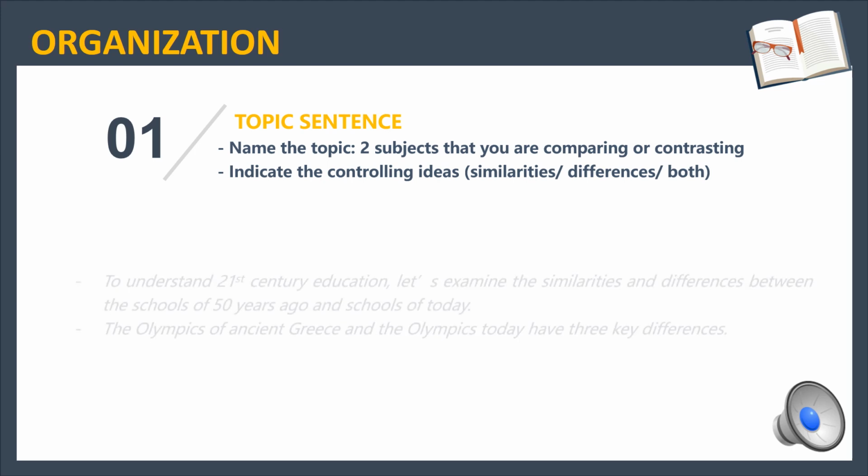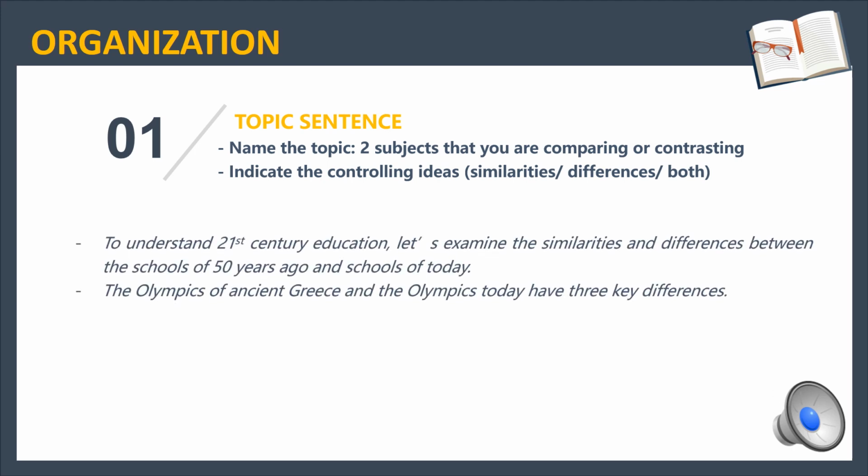For example, to understand 21st century education, let's examine the similarities and differences between the schools of 50 years ago and schools of today. What are the two subjects here? They are modern schools and the old ones. According to the topic sentence, we know that the author is going to write about the similarities and differences simultaneously.